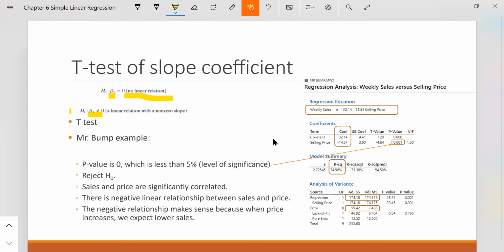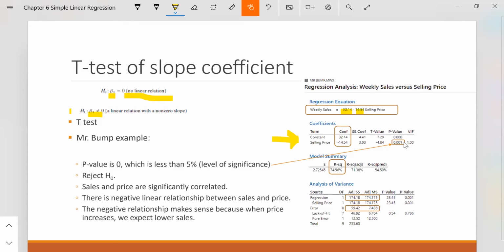Let's look at this part of the output. We haven't looked in more detail, although we specified the regression equation. But in terms of these two numbers, b0 and b1, they are listed in this table as well, and they're called coefficients. You notice that the coefficient for constant, which is the y-intercept, is 32.14, and the coefficient for the selling price, which is X, is negative 14.54. To perform the t-test, we will go directly to the p-value, which is circled right down here, okay? So that's the p-value for the t-test.